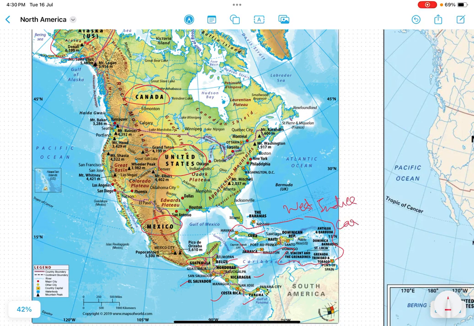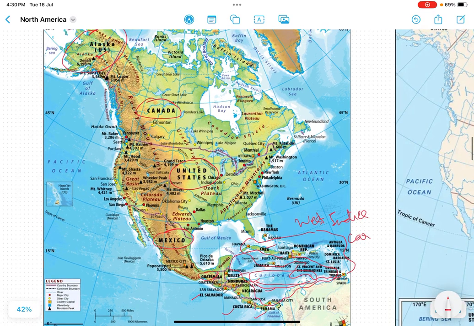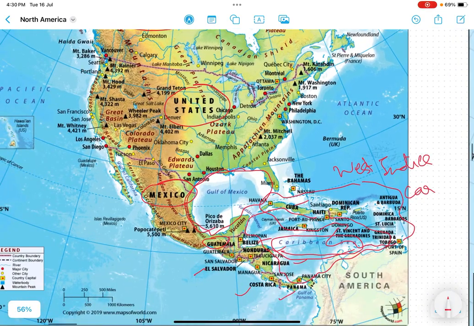They are called Caribbean countries because they are in the Caribbean Sea. This whole area is the Caribbean Sea. Then this is the Gulf of Mexico. Then this is the Gulf of California, right here. The Gulf of California is also called the Sea of Cortez.